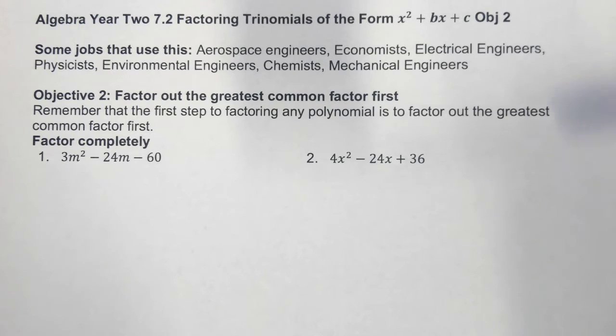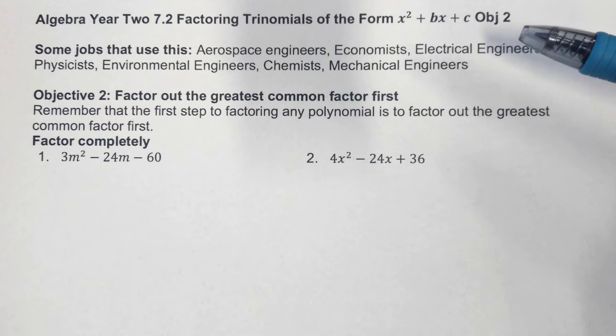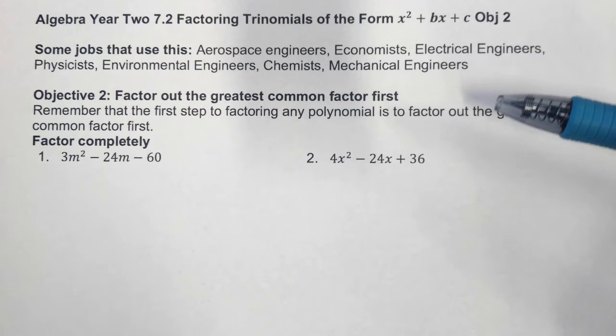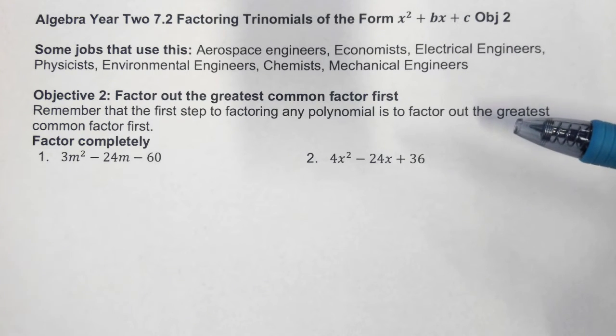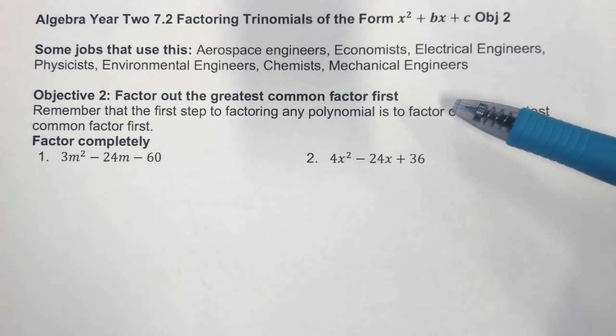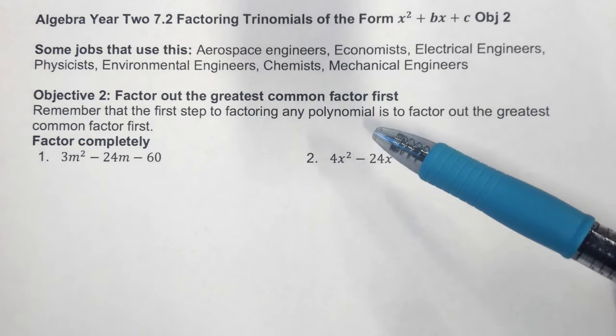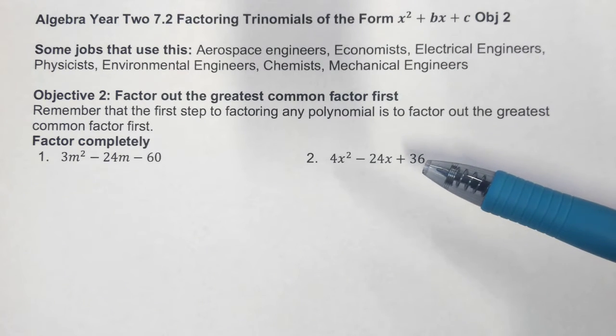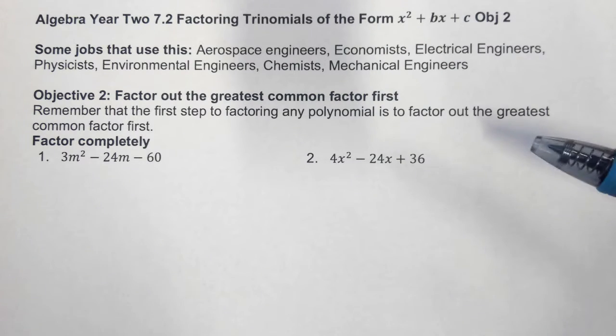Today we are looking at Objective 2 of Section 2, and it's really similar to yesterday, so it's another day to practice. There's just one small step at the beginning. What we're looking for in Objective 2 is that your first step when factoring is to look for a greatest common factor first. On all of these problems, we're going to see that there's something that all of the terms are divisible by, so we're going to look for that, divide each of them by that, and then we'll factor like we did yesterday.